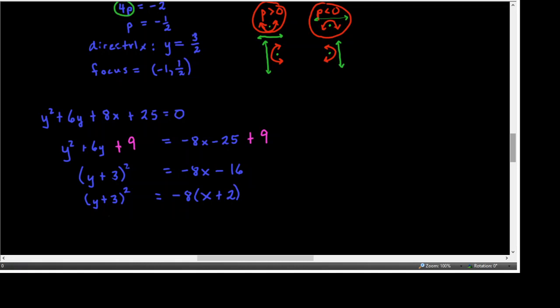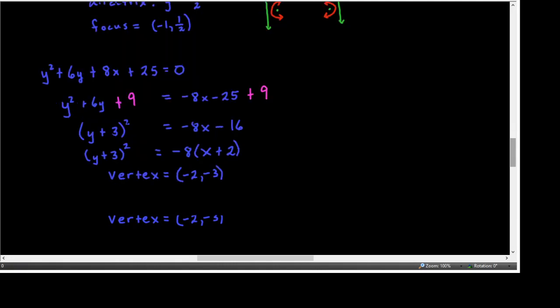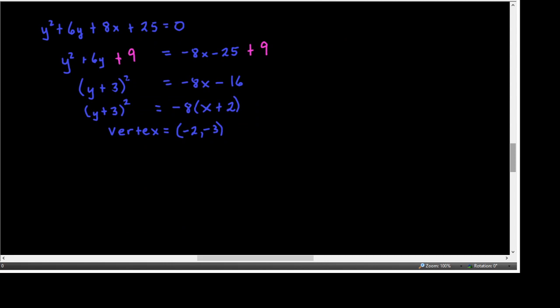Okay, so we now know that the vertex is at what? I hope you said negative 2, negative 3, and weren't simply reading left to right and accidentally said negative 3, negative 2, which is false. The x-coordinate is with x in the equation, and the y-coordinate is with y.